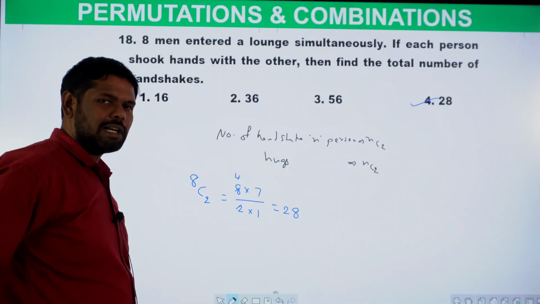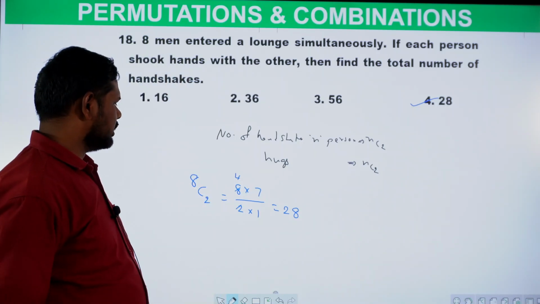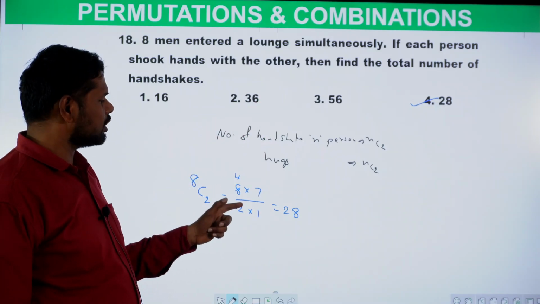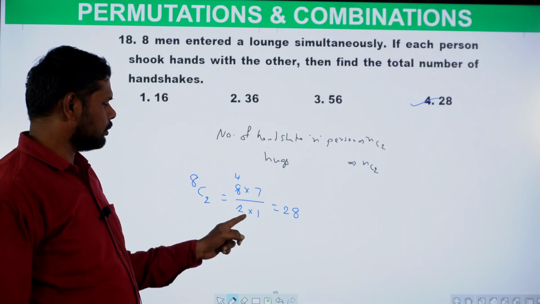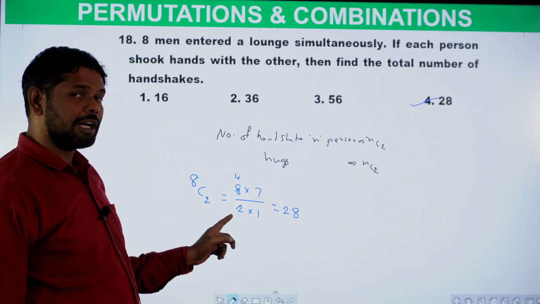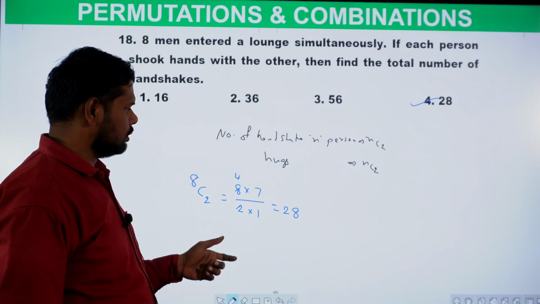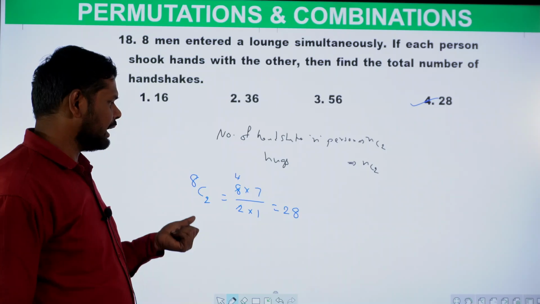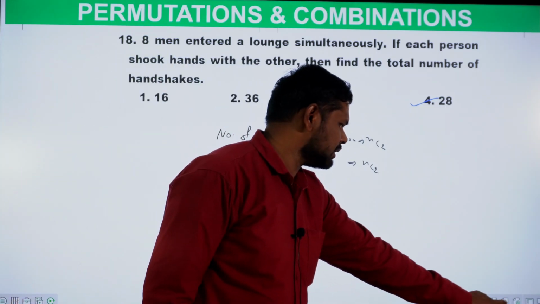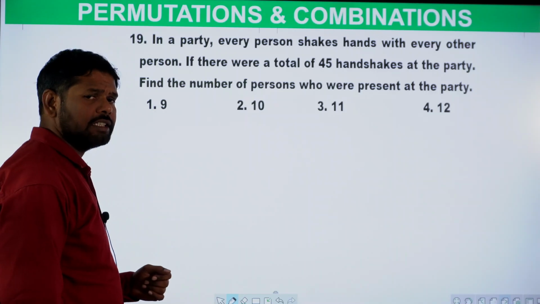Right. After calculating those permutations, 8P2 means 8 into 7, 56. That is also there in the option. But the 8C2 value is how much? 8 into 7 by 2 into 1, using n factorial by n minus r factorial into r factorial. This is the simplification of the C calculation. So the answer is 28. Number of handshakes means nC2.